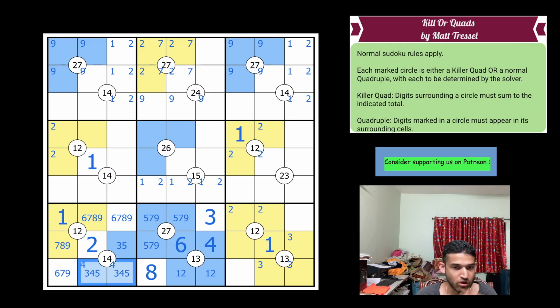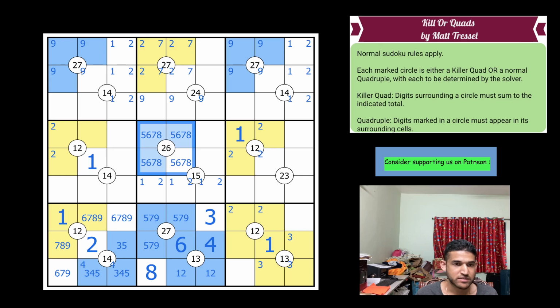Okay, there is one cool logic here as a follow-up to this step, but kind of complicated to see. Look at this 26 clue now. So now that we have got digits in this box, we can play around with this a bit. Can this 26 be satisfied without a 9? That's the crucial question to ask. Because without a 9, this is forced to be 5, 6, 7, 8. Remember that it is blue in color, so it's a killer quad. So 5, 6, 7, 8, which adds up to exactly 26.